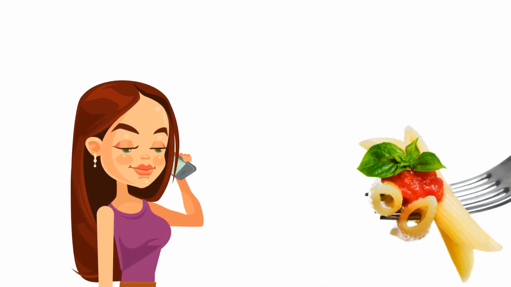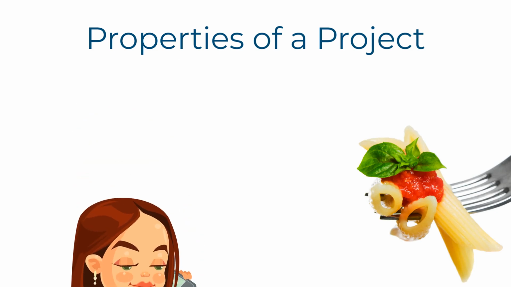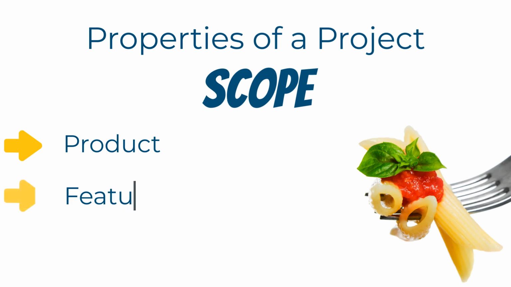Let's take the example of the hungry girlfriend and build up on it to explain the properties of the project. The first property of a project is that it has a scope. A scope can be simply defined as the product or service to be provided, plus all the features and functions of the product. And by features we mean, what type of sauce, white sauce or tomato sauce, what types of herbs and spices to be added, etc.